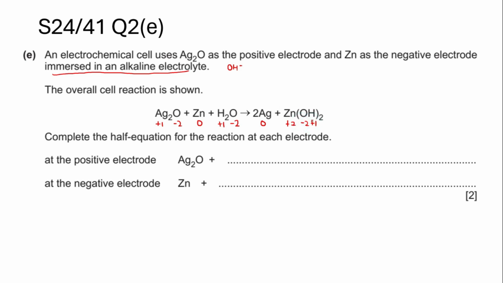Now let's look at which one has its oxidation number decreases. So silver to silver, positive 1 changed to 0. So this is reduction. It's a reduce in the oxidation number. Zinc to zinc, 0 to positive 2. This is oxidation.